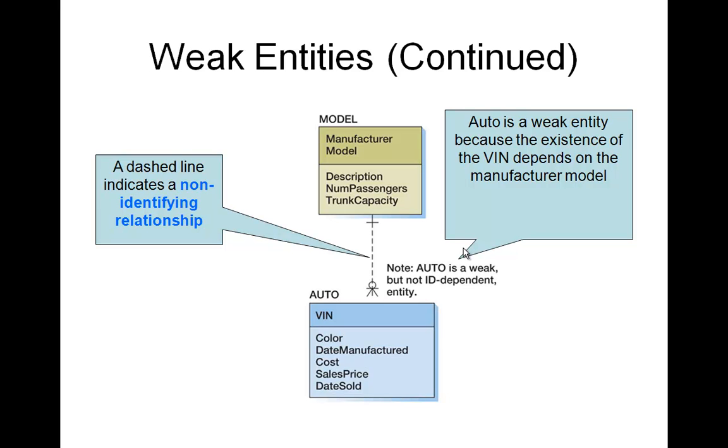The auto is a weak entity because the existence of the VIN depends on the manufacturer model. If we don't have a model, we will not have a car that has these attributes. To understand that, we created what's called a dashed line that indicates a weak relationship between the two entities.